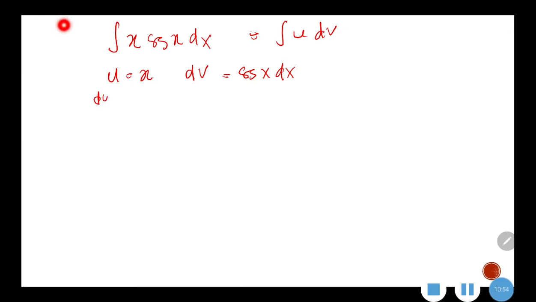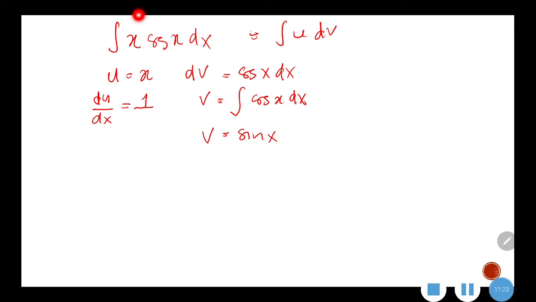And from here, what we're going to do with u is we differentiate with respect to x. So du over dx is equal to 1. And v we will integrate. Okay, we are going to integrate dv, and we get v. So v is equal to the integration of cos x dx. So integrating cos x, what you will get is sin x.